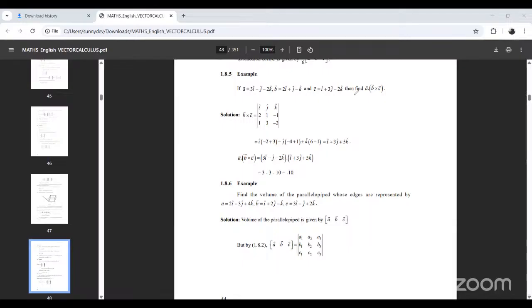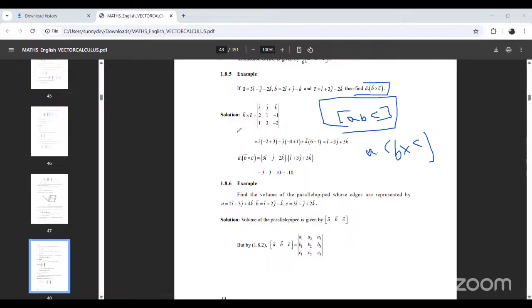Sometimes they'd ask, what is the bracket of ABC? The bracket of ABC is A dot B cross C. So that is nothing. What is the bracket of ABC? A dot B cross C.